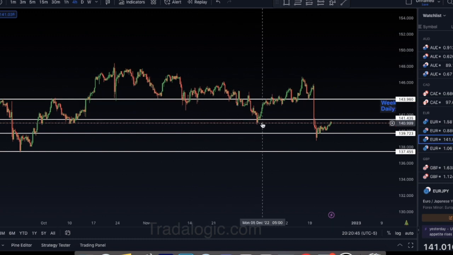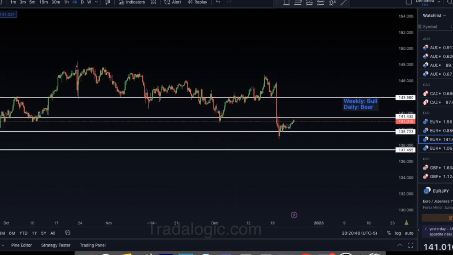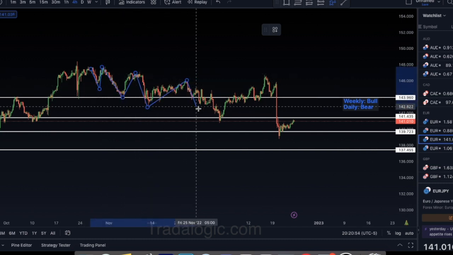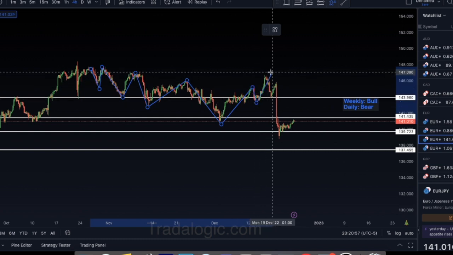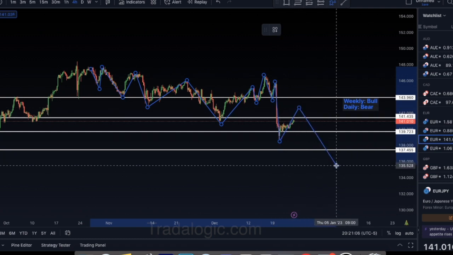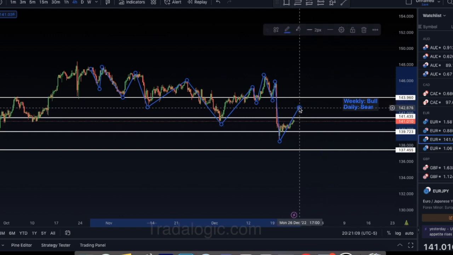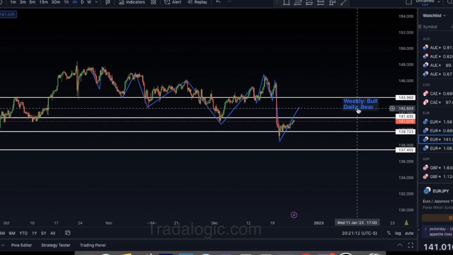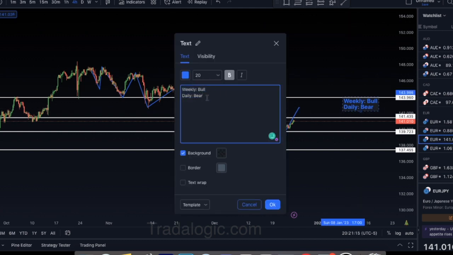So what I will do right now, I will just mark this as a bearish trend because I can see more lower lows and lower highs than bullish higher highs and higher lows. So, yeah, what I'm hoping for is something like this. So we're gonna say H4 is bear, which means bearish.